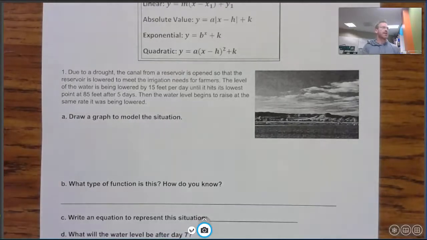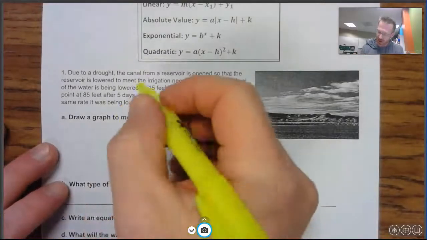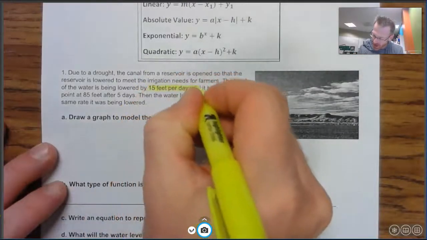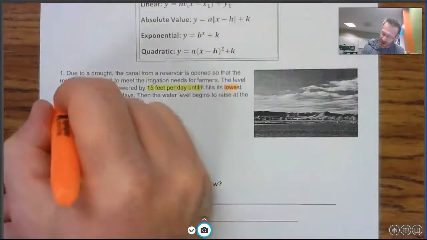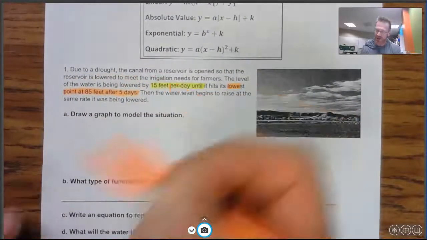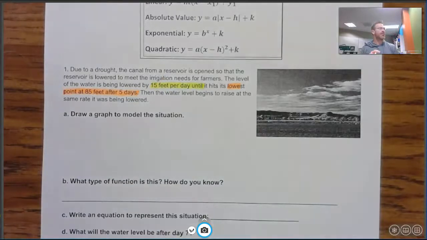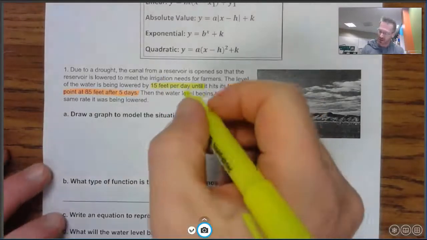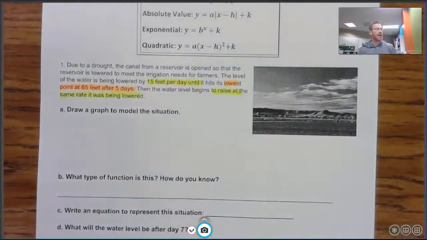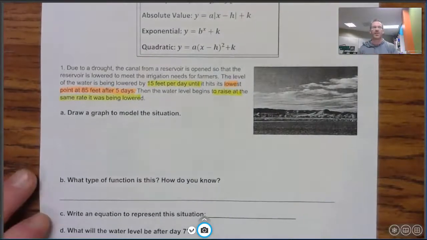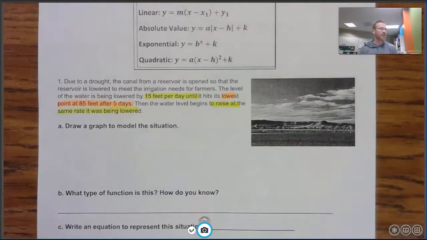Now when I see this, I see some key phrases here. It's being lowered by 15 feet per day, and it also has its lowest point at 85 feet after 5 days. Then the water level begins to raise at the same rate it was being lowered. When we see all of that, we translate it into: what key pieces of a graph or a function could that represent?